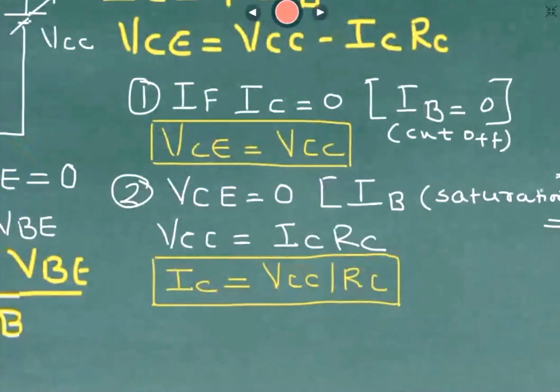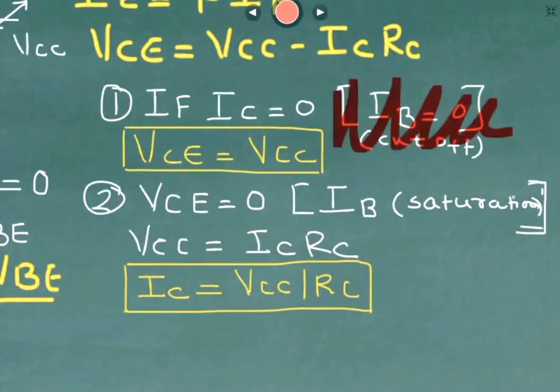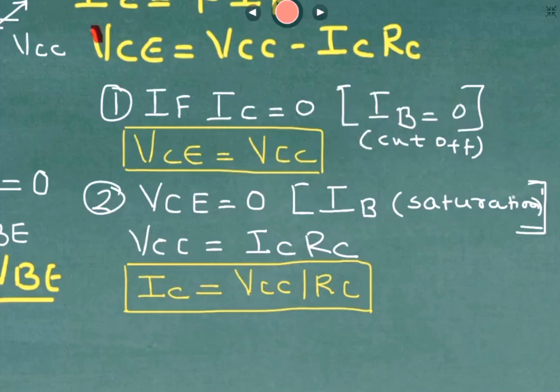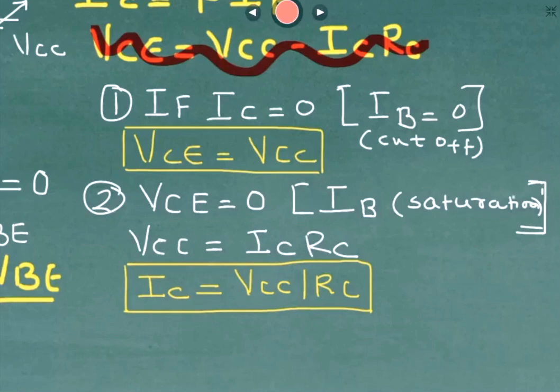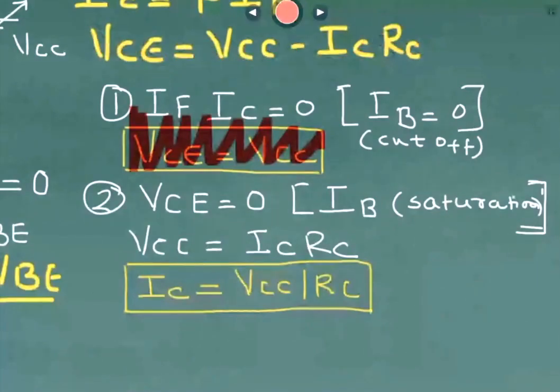The first situation is known as the cutoff situation. What is the value of IB at the cutoff situation? IB is equal to 0. So when IB is equal to 0, automatically the value of IC will also become 0. You put this value of IC into the equation that you obtained from the outer loop, and you will be able to compute that in the cutoff region, when IB is equal to 0 and IC is equal to 0, the value of VCE is equal to VCC.